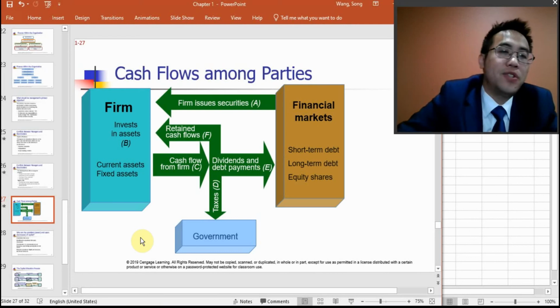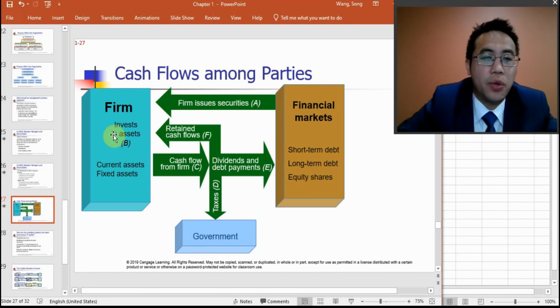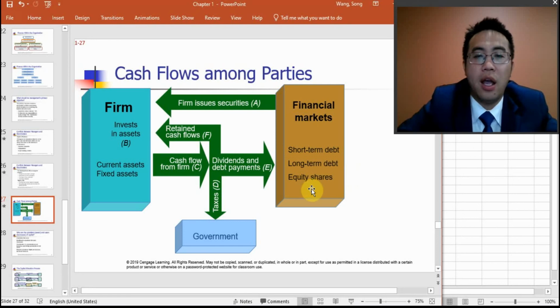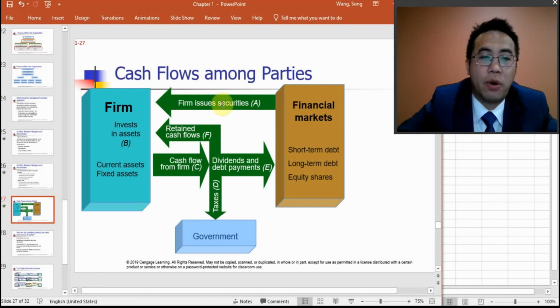So when the firm receives the capital from its investors, they would invest in the assets, either short-term assets, we call it current assets, or fixed assets, we call it long-term assets. And this money would come from the investors in the financial markets. The firm could sell short-term debt, long-term debt, and equity shares, either preferred stocks or common stocks, to the investors. And whoever purchased these securities in the financial markets would provide the firm with the capital.